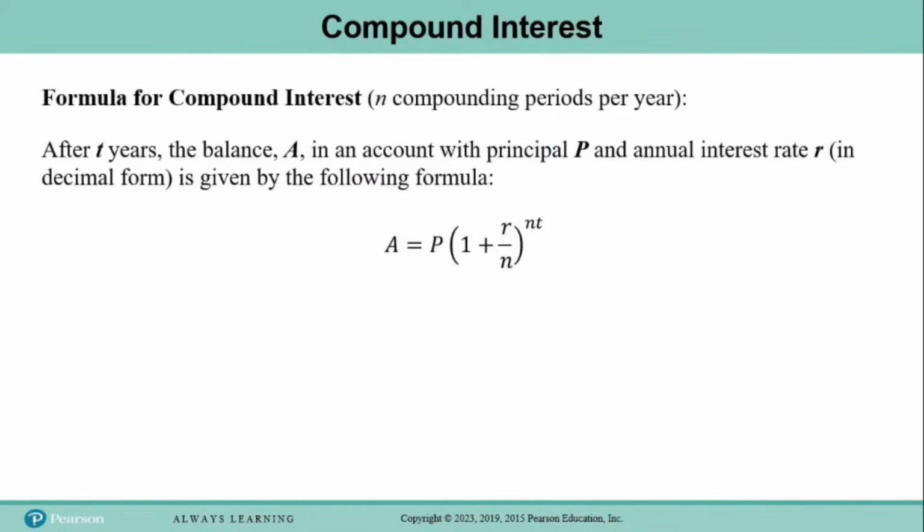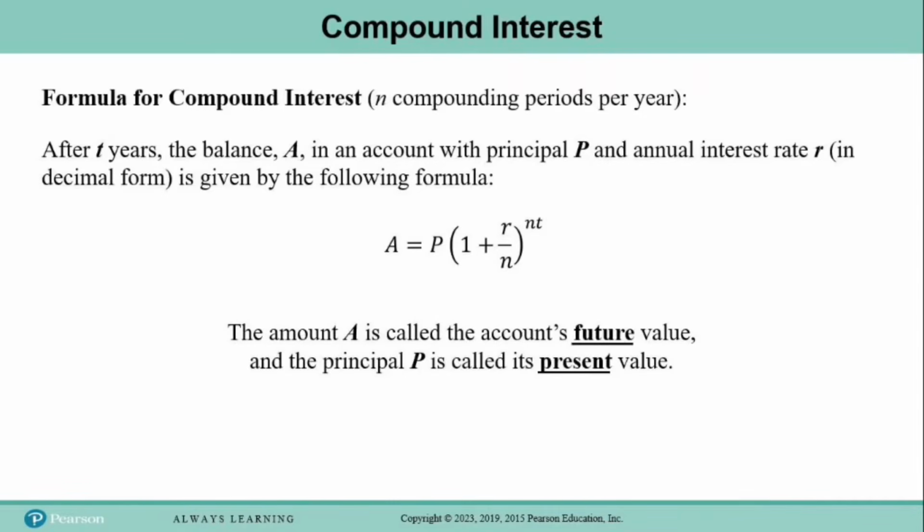So before we get any examples going, let's take a really good look at this formula and make sure we understand it. A still represents the future amount or the balance in the account. The P represents the principal like it always has. R is the interest rate in decimal form. And now we know that N is the number of times per year that the interest is compounded. And again, just like we saw in section 8.3, the amount A is called the account's future value, and the principal P is called the present value.